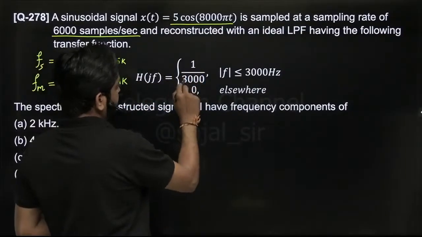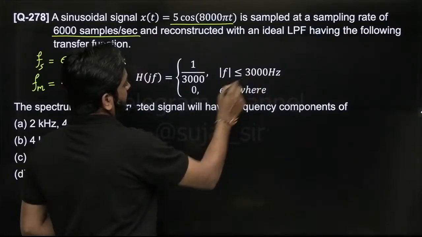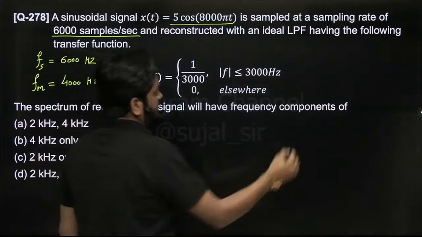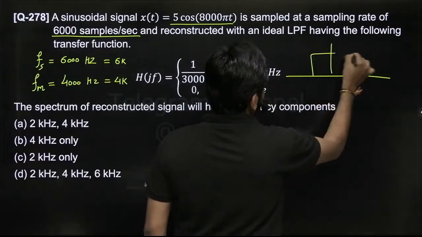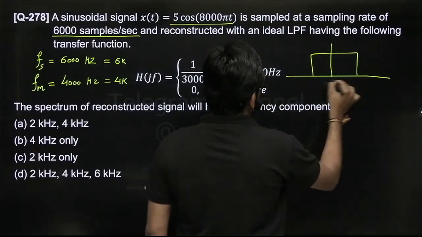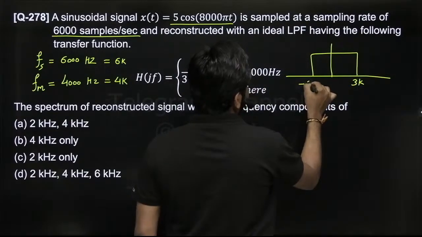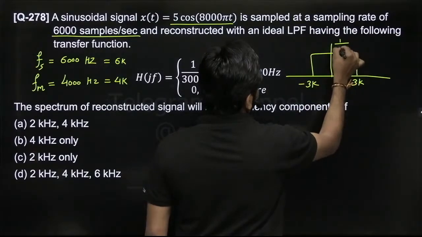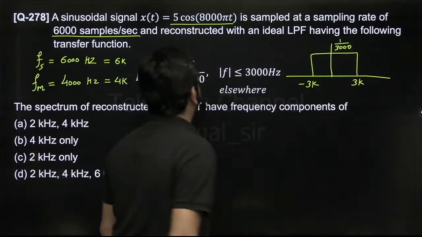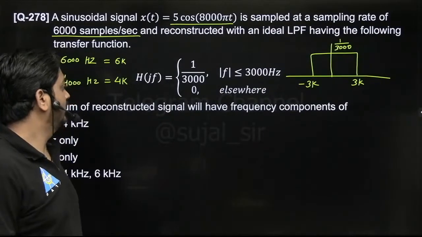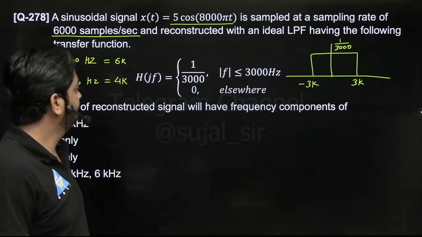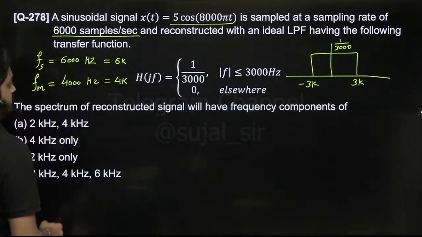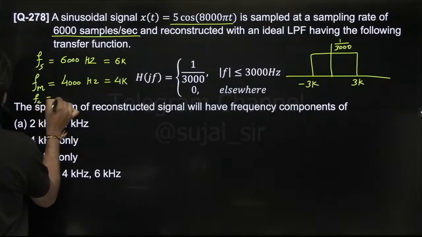Okay, this is magnitude 1 by 300 between 300 hertz and minus 300. So this is nothing but a simple low pass filter. It will be like this. So here this is 3k and this is minus 3k, and here this is 1 by 3000 magnitude, guys, between these two. Okay, this is given. So here cutoff frequency is also given. Cutoff frequency of the low pass filter is 3k.